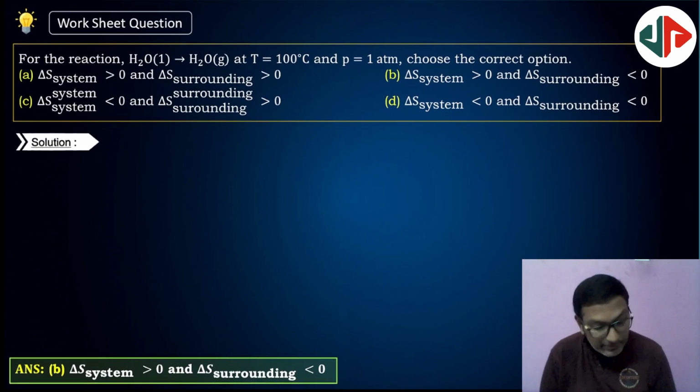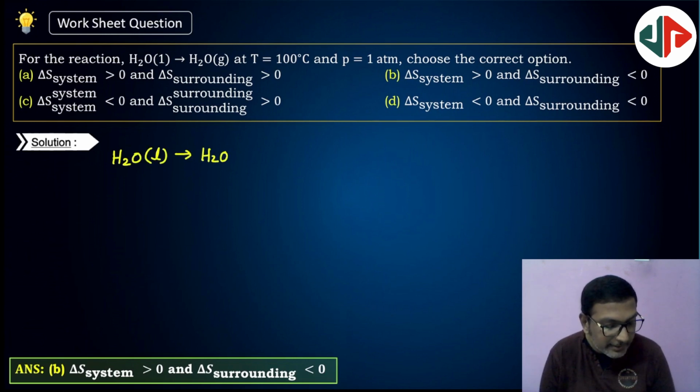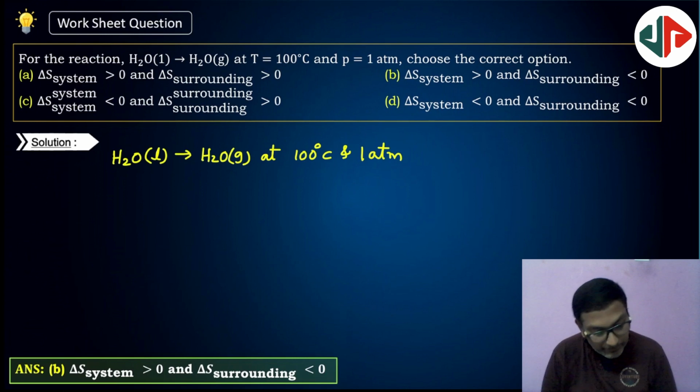This is a simple question. For the reaction H2O liquid converts to H2O gas at temperature 100 degrees centigrade, which is the boiling point of water, choose the correct statement. Simple question only. H2O liquid changes to H2O gas at 100 degrees centigrade and 1 atmosphere pressure. So this is vaporization or boiling. Boiling point.